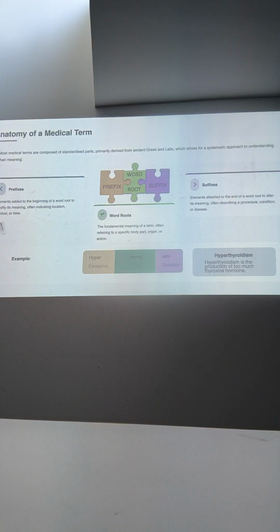So you see at the bottom, we have an example here. You have hyperthyroidism. Hyper is excessive, thyroid is the thyroid gland or the hormone, and ism means condition. So it's hyperthyroidism: production of too much thyroxine hormone, which is from the thyroid gland.